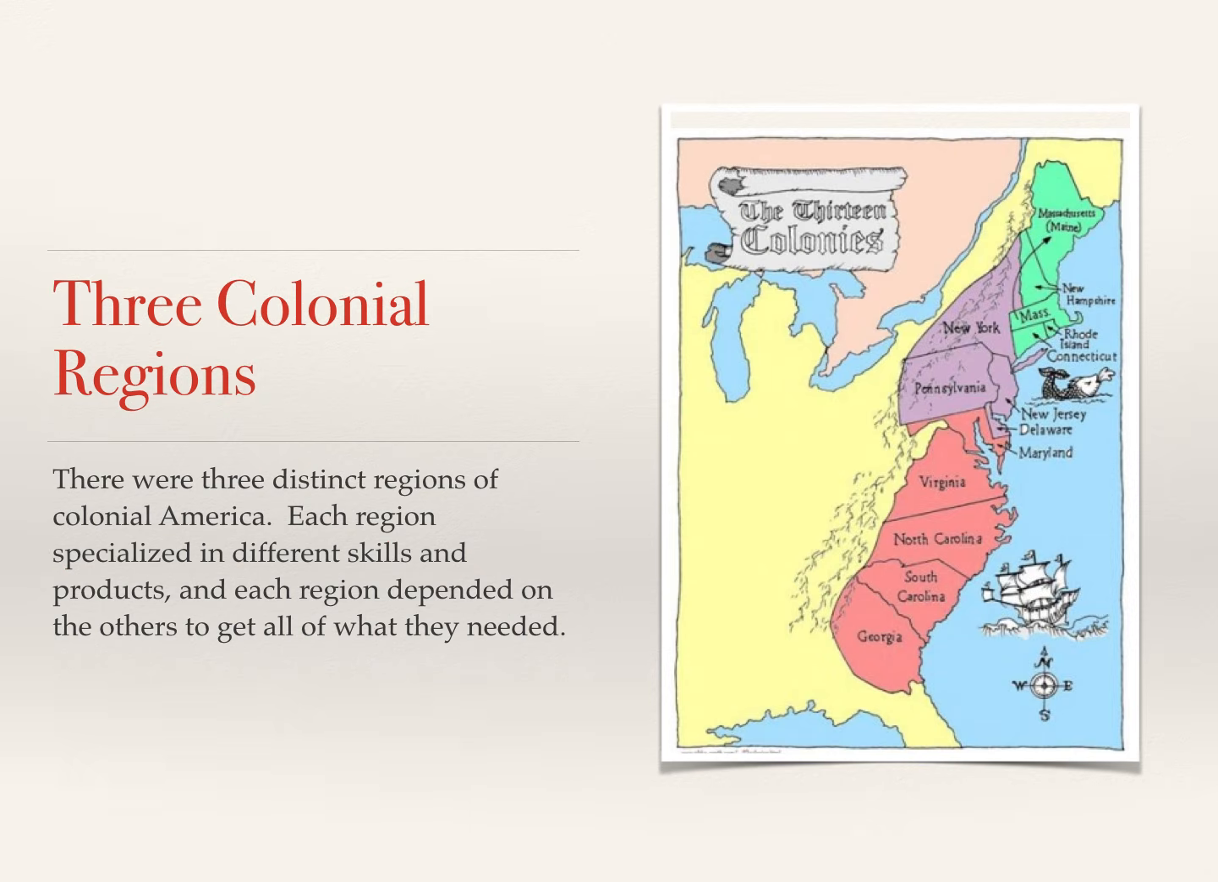So we know from discussing in class that the colonies are broken into three different regions, sort of distinct areas of colonial America. And each region specialized in different skills and products. People did different jobs, they made different things, and each region depended on the others in order to get all of what they needed. That's the main idea of this set of notes.